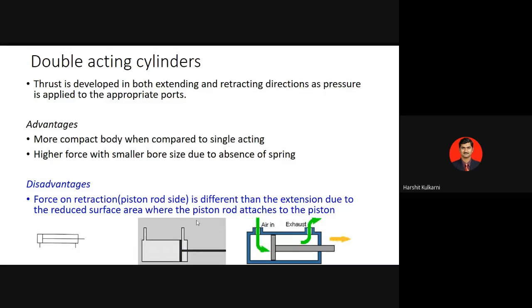Next one, double acting cylinder. In case of a double acting cylinder, thrust is developed in both extending and retracting directions as the pressure is applied at appropriate ports. You people remember we used to tell that P to A and B to T. Okay. So here you can see this is the piston, this is the piston rod.